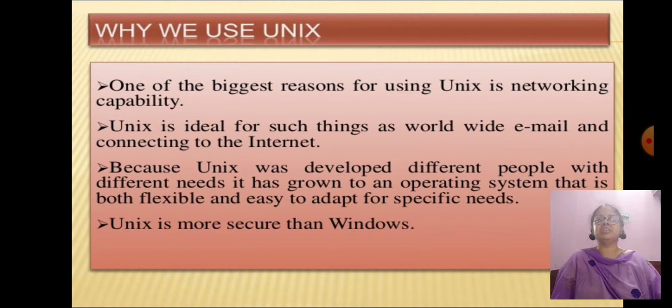Unix OS consists of several layers. In layer 1, it is hardware. It consists of all hardware related information.